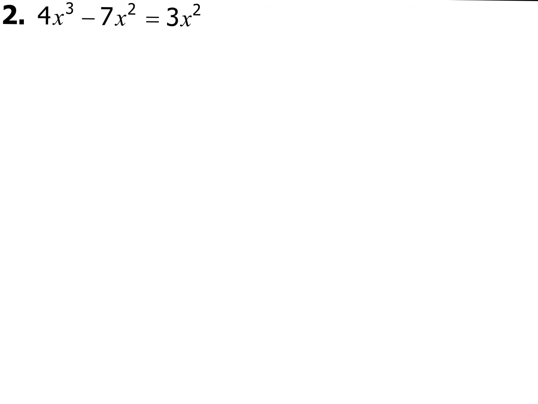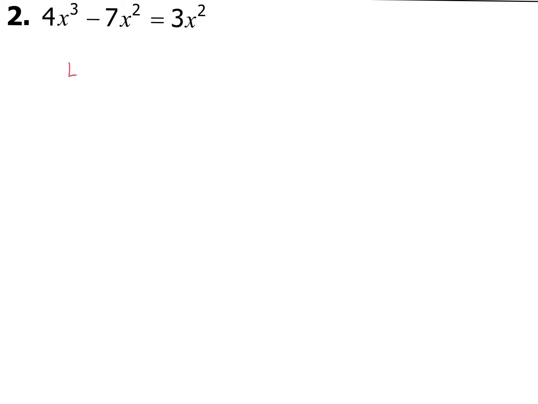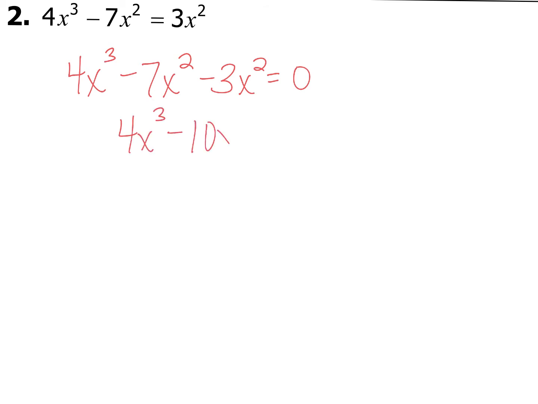For number 2, we have 4x cubed minus 7x squared equals 3x squared. We want to set this polynomial equation equal to 0. Therefore, we have 4x cubed minus 7x squared minus 3x squared, and that is equal to 0. Simplify: 4x cubed minus 10x squared is equal to 0.